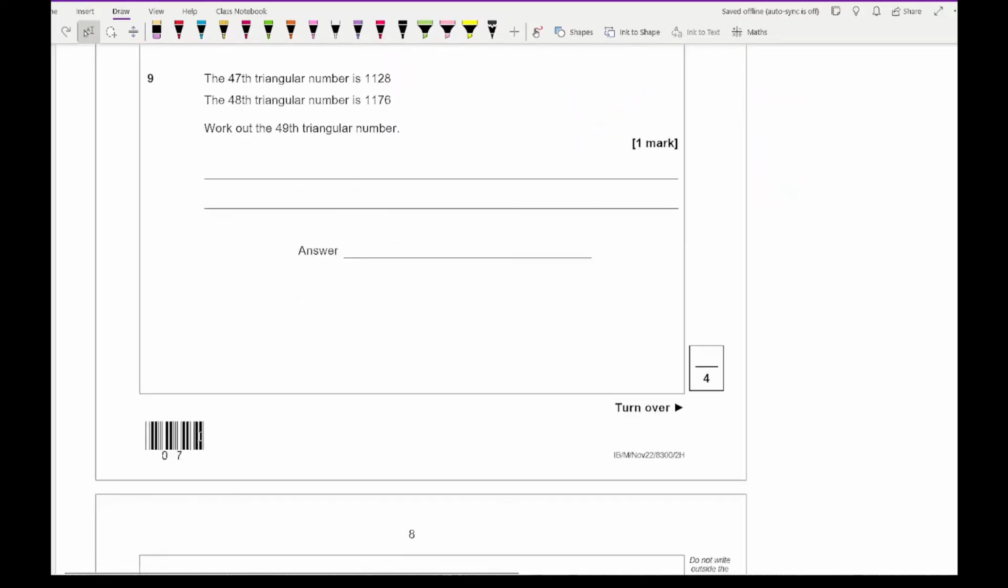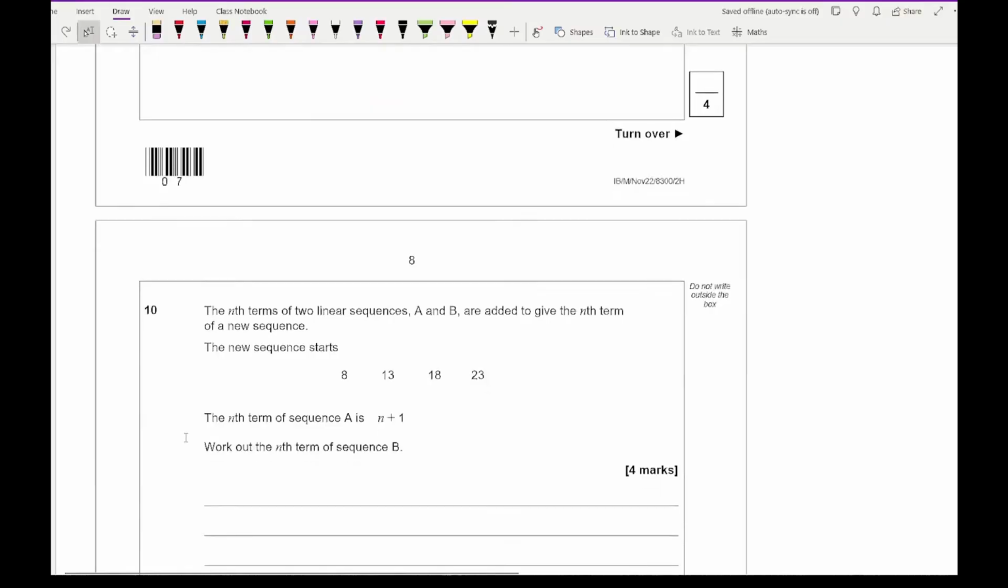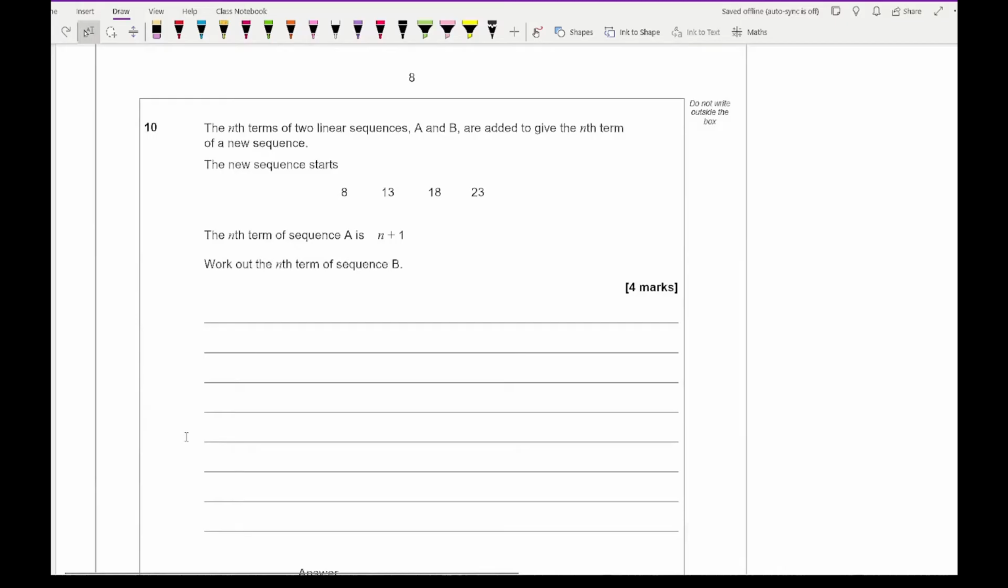For question 9, it says the 47th triangle number is 1128 and the 48th triangle number is 1176. Work out the 49th triangle number. Well, to work out the next triangle number, what we've got to do is simply add the previous triangle number to the triangle number's position. So here it's going to be 1176 plus 49, and if I type that into my calculator, I get an answer of 1225. Moving on to question 10, it says that the nth terms of two linear sequences A and B are added together to give the nth term of a new sequence.